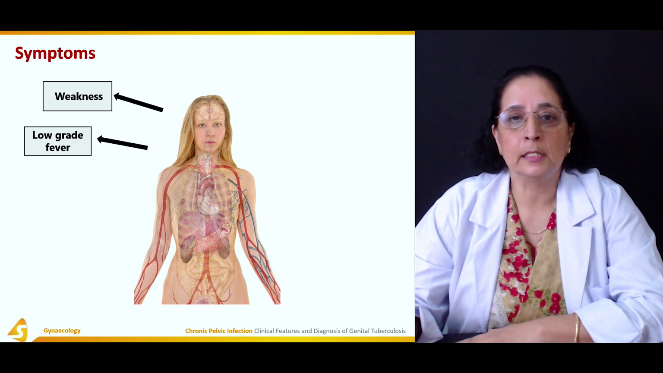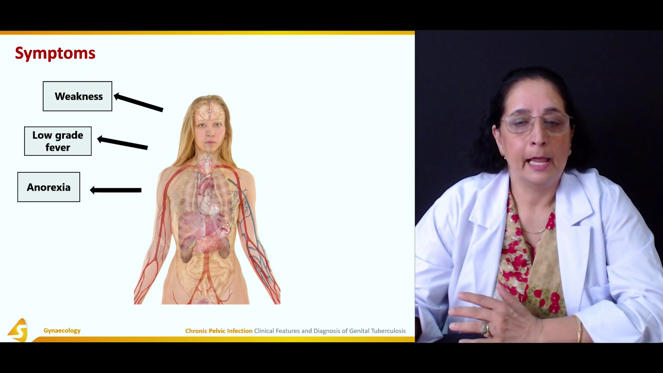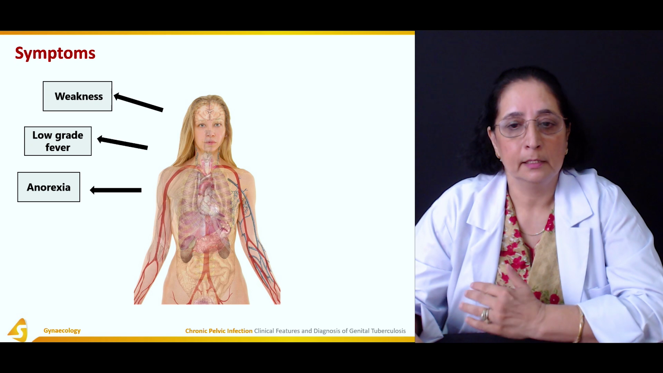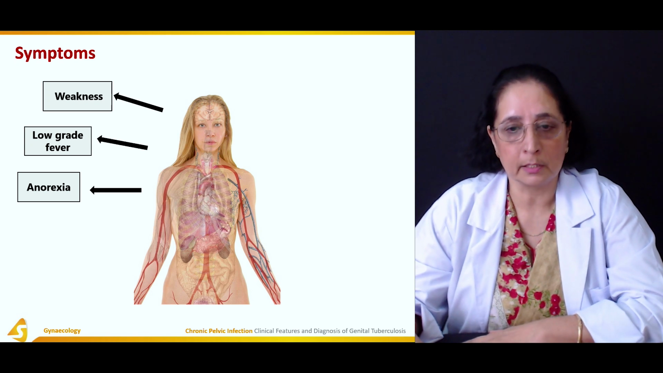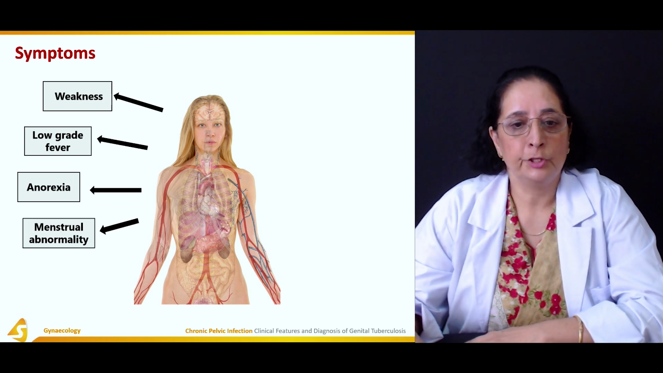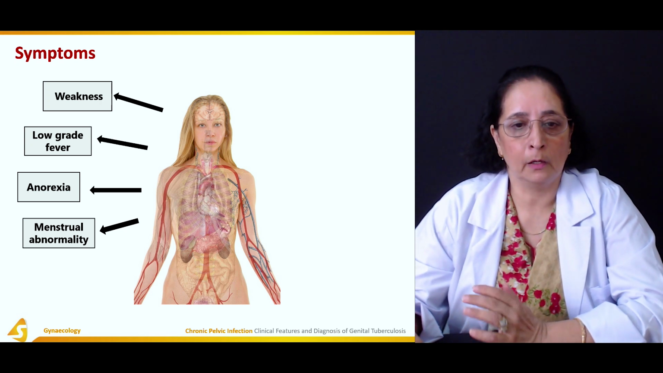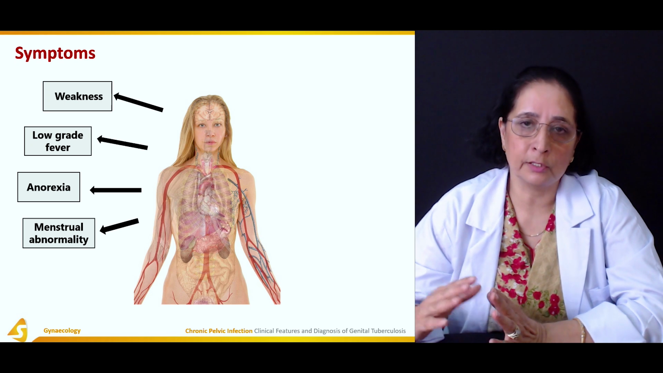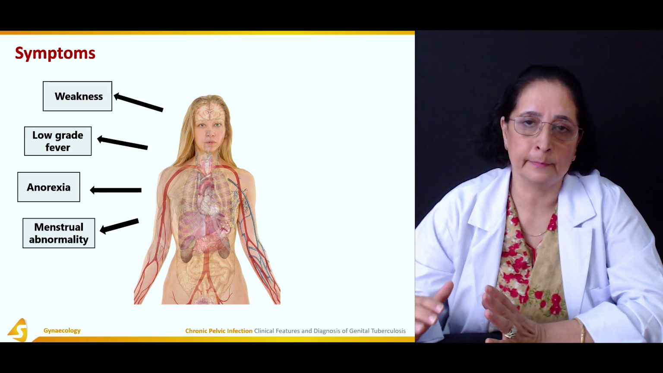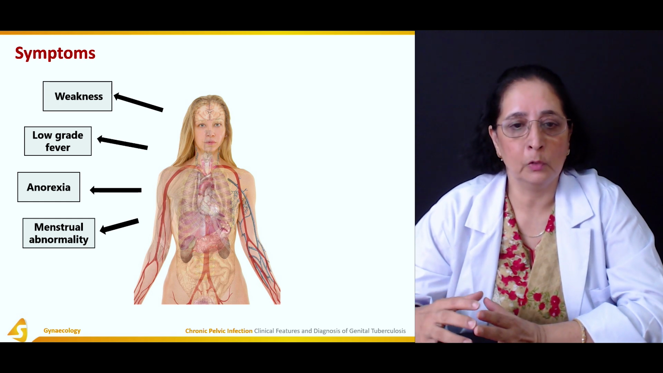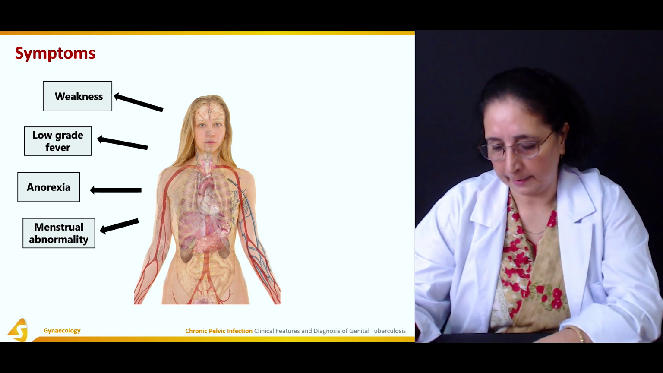Then there is low-grade fever. Anorexia, which is loss of appetite. They don't eat very well also. Menstrual abnormality is also present, sometimes due to weakness or a low hemoglobin level or anemia.